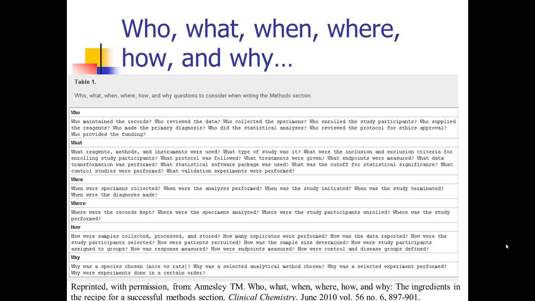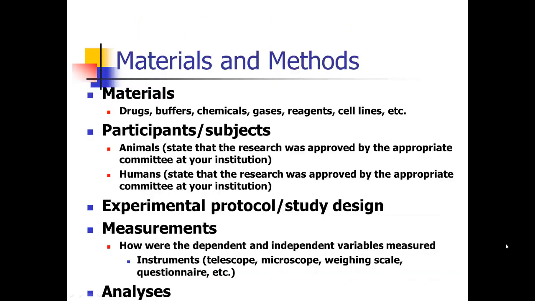Who maintained the records? What was used? When was it done? Where were the records kept? So it's a really nice checklist to go through as you're writing your methods section. Not all of these questions will apply, but most of them will. And it really gets you thinking about all of the different things that need to go in your methods. So I really like this table, and I'll leave it there for you to look at, and again, refer you to that series. It applies to more than just clinical chemistry. It applies across all scientific disciplines.